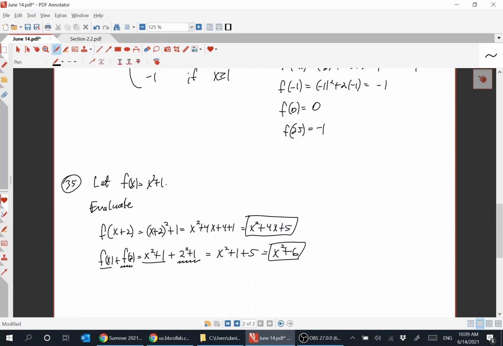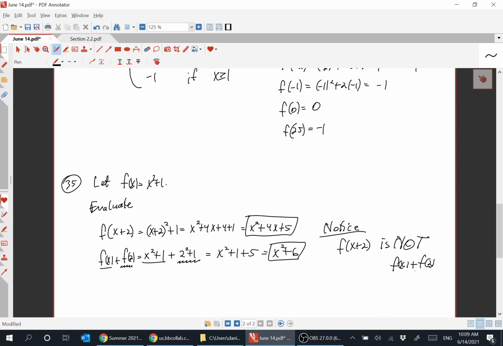Are they? No. No tricks here. Are they? No. No, not the same. So notice, f of x plus 2 is not the same as f of x plus f of 2.